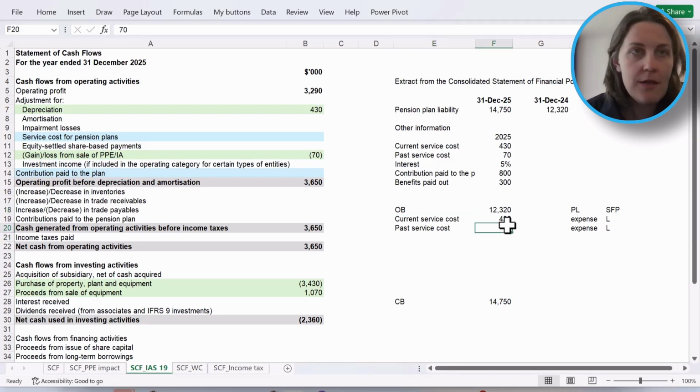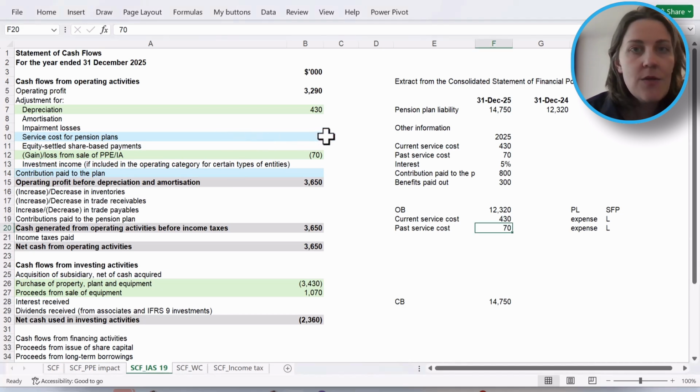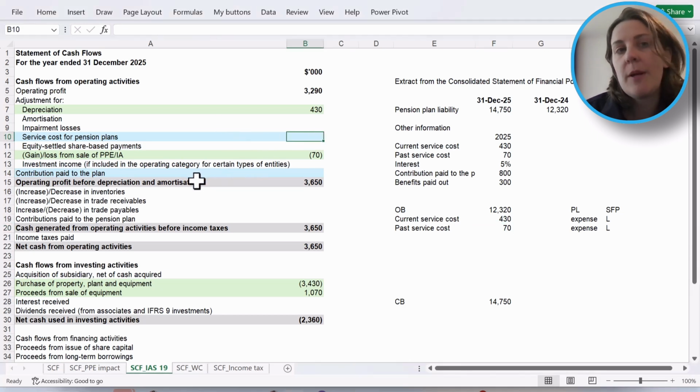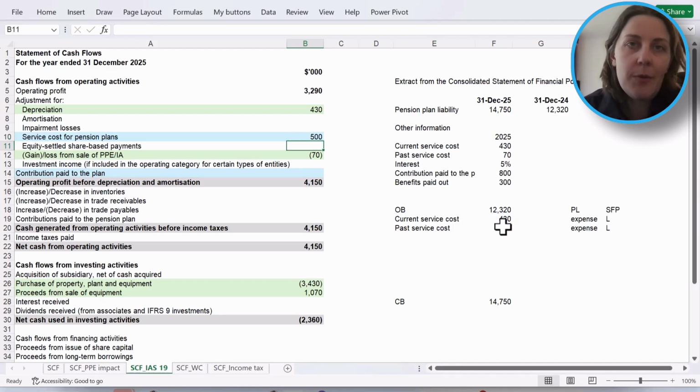But these two figures, despite the fact that they form operating profit, have nothing to do with cash flows because these are just P&L items. So this means that we need to take service cost for pension plans and add them back. So both 430 and 70. Afterwards, we need to double check whether the sign is correct, because it's so easy to make a mistake here. These are going to be the adjustment to the expense, so that we would add it back. So the sign is supposed to be positive.